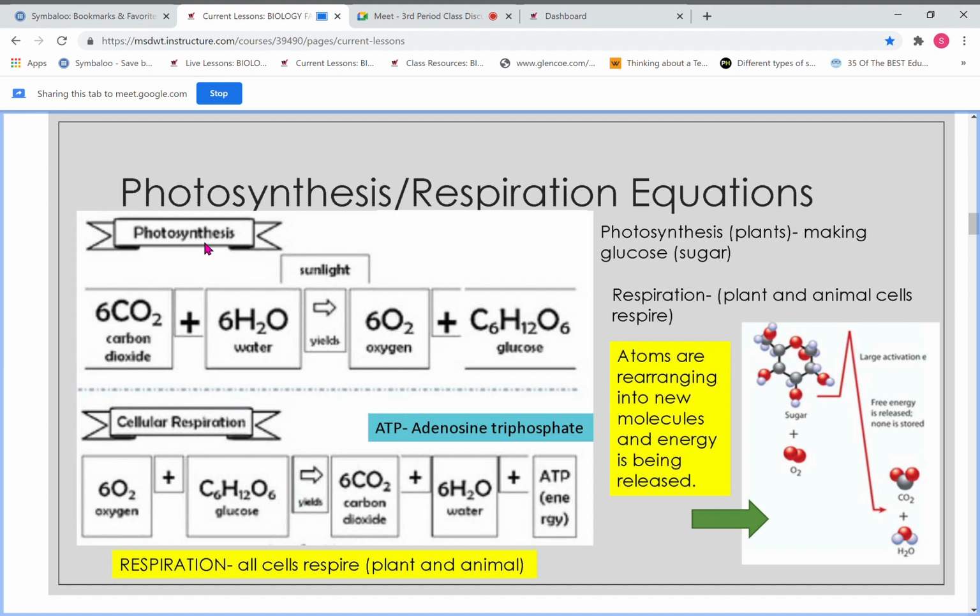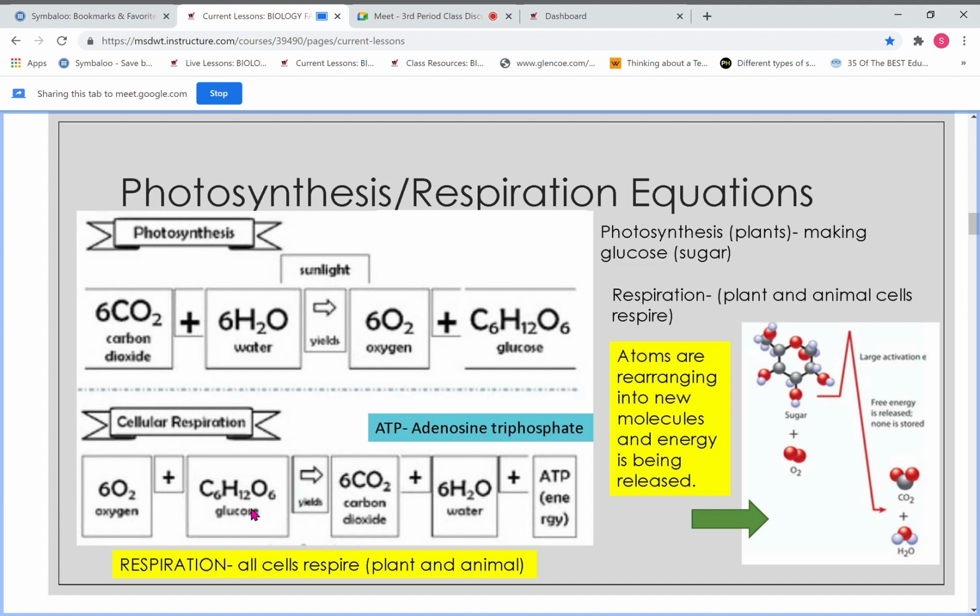Once photosynthesis has occurred and once an animal has consumed their food, the sugar made is then put into cellular respiration. Remember, photosynthesis is taking place in the chloroplast, in the chlorophyll, whereas respiration occurs in both plants and animals, all living organisms. Cellular respiration occurs in the mitochondria.